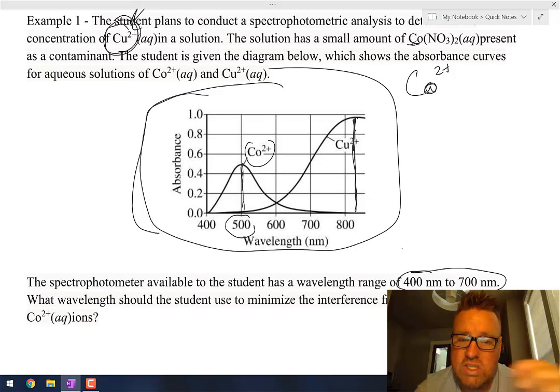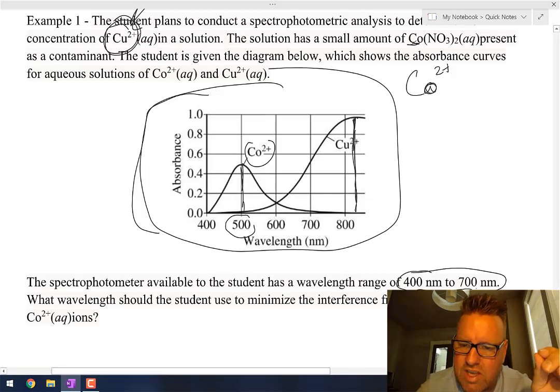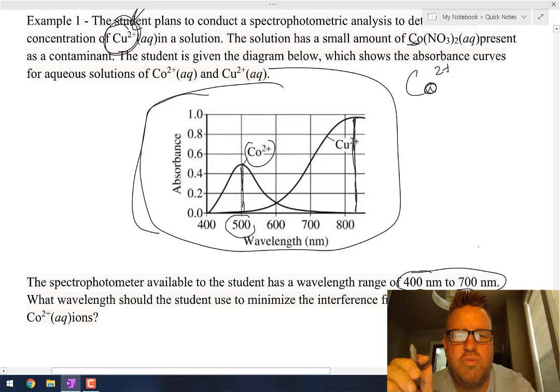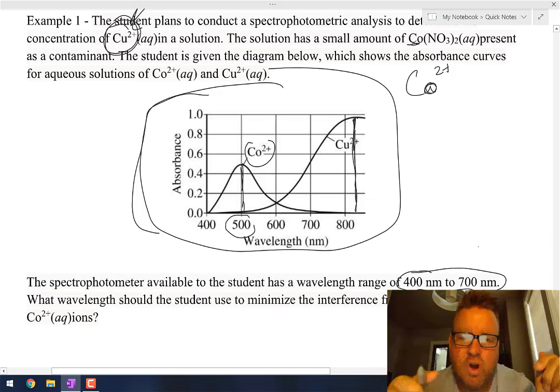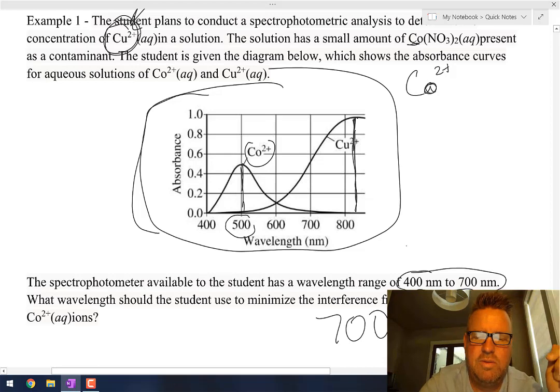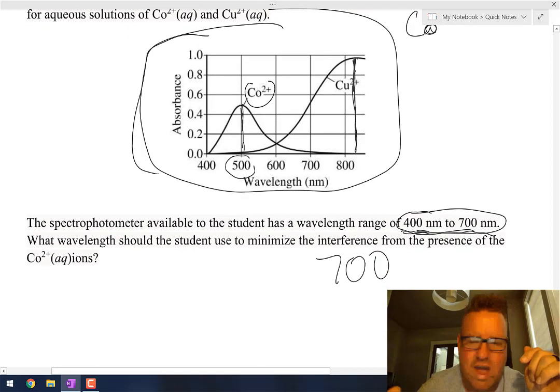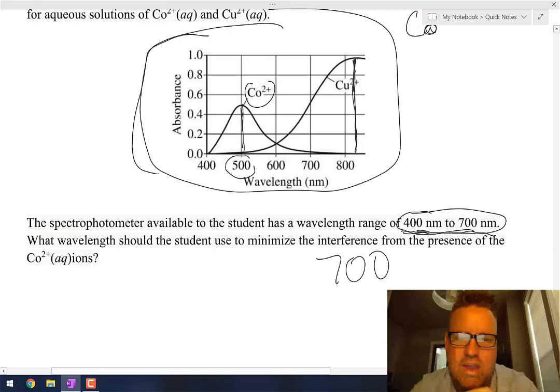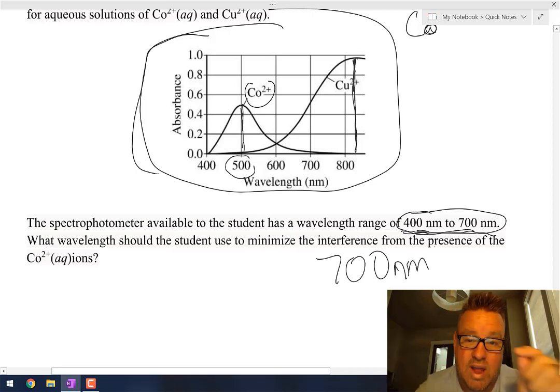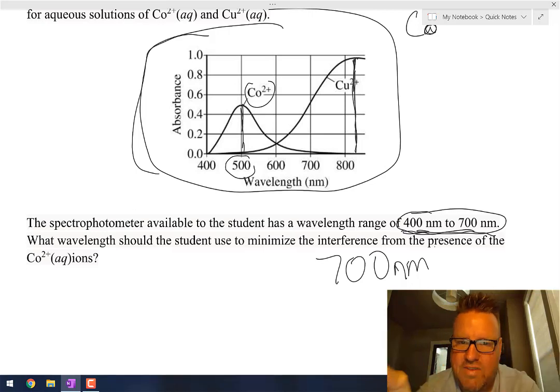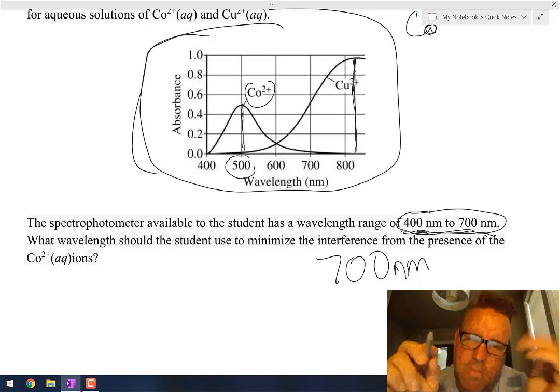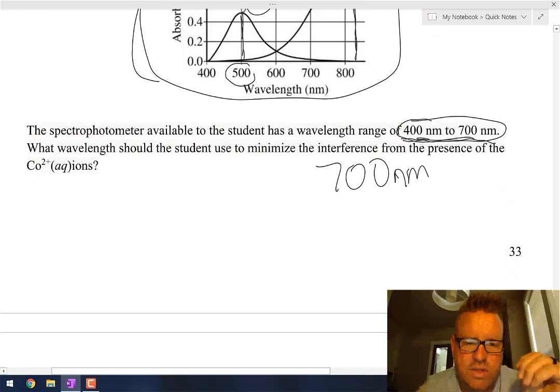Okay? So, what's the correct answer? Well, between 400 and 700, what's going to give you the maximum absorbance of copper and the least absorbance of cobalt? Absolutely 700. If you said 800 and something, this is from a real AP test, you did not get credit. For any number above 700, they didn't give you credit for it. Now, they don't ask you to explain it, so I'm not going to. But if I had to explain it, I would say, because again, the range only goes up to 700, and the maximum copper absorbance occurs at 700 while minimizing the cobalt as well.